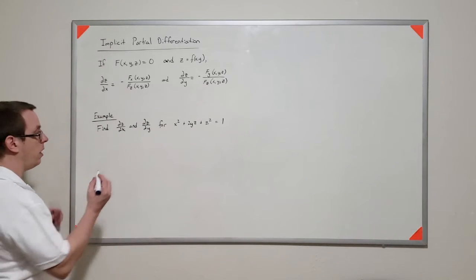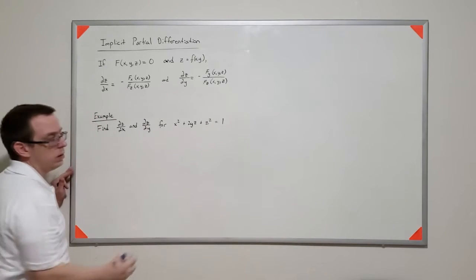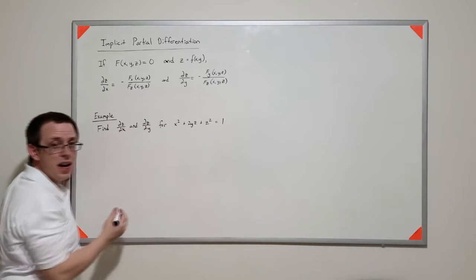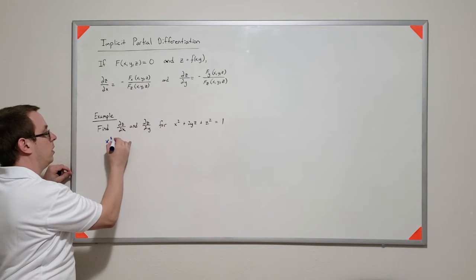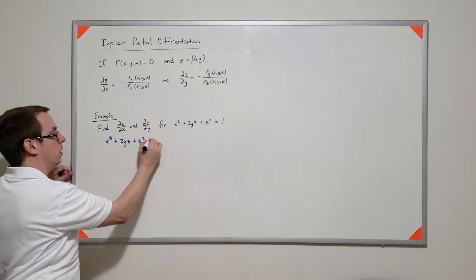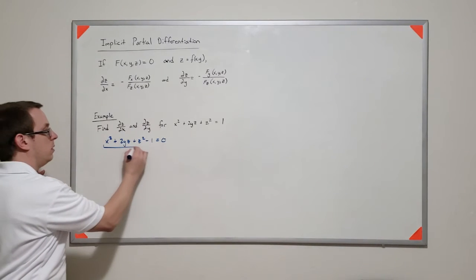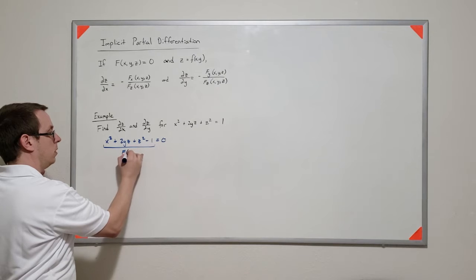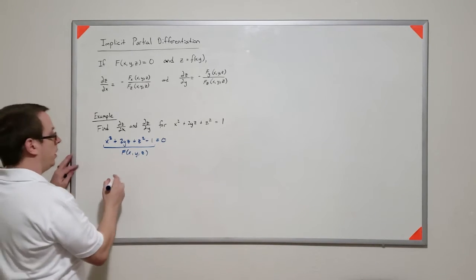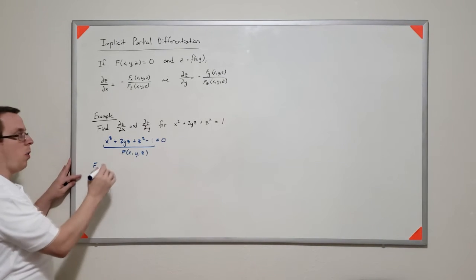So kicking off here, if I have this function, or this equation, the first thing I need to do is get everything on one side. And now that I've done that, this is my function. Then let's go ahead and just get all the partials here.